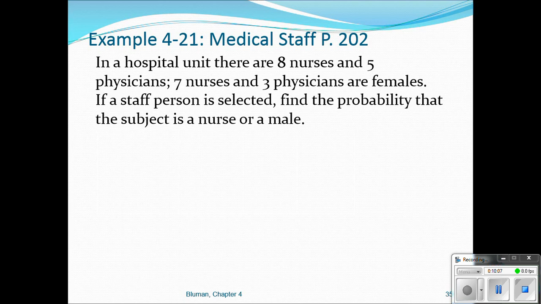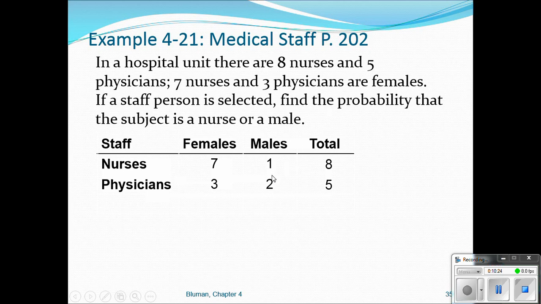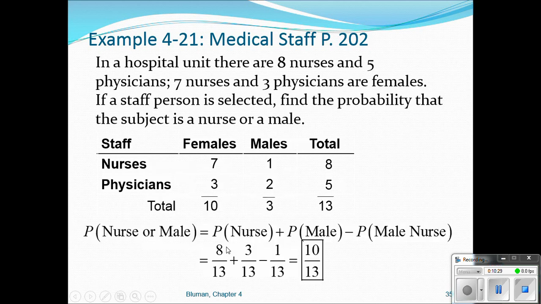Probability of A plus the probability of B minus the probability of A and B. So what's the probability of the first one, being a nurse? We have 8 nurses out of 8 plus 5, that's 13. 8 out of 13. Okay. So they break it down. We have 8 out of 13 right here. What's the probability of being a male? We have, like we said, 1 nurse and 2 physicians right there. So that's 3 out of 13.